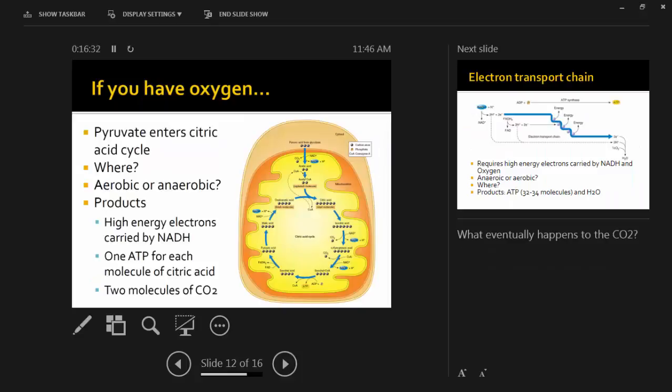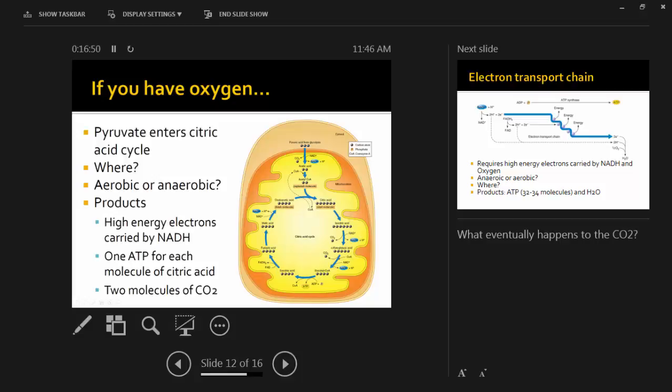So if you have oxygen, pyruvate enters the citric acid cycle. This is occurring in the mitochondria. Okay, so we've gone into the mitochondria. There's a pyruvic acid from glycolysis, and it does require oxygen. So these reactions are aerobic.